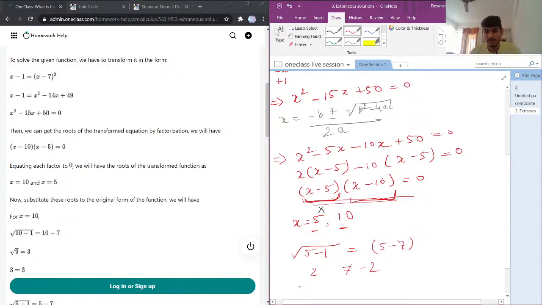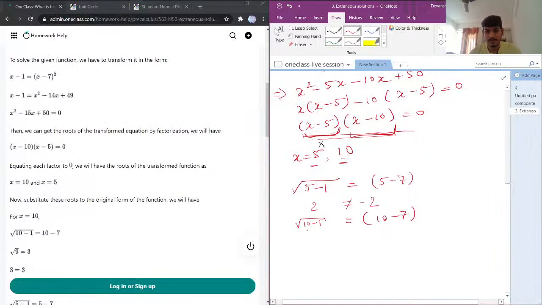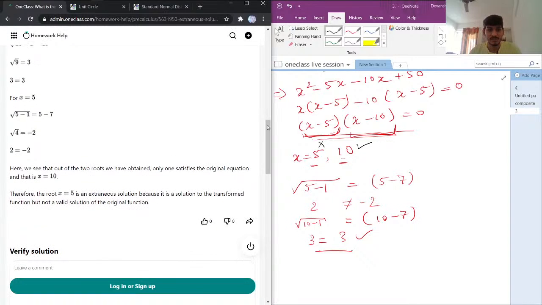Now let us put x equals 10. So under root of 10 minus 1 equals 10 minus 7. We'll get 10 minus 1 is 9 and the square root of 9 is 3, and 10 minus 7 is 3. So this satisfies the equation. So in this case we say x equal to 5 is the extraneous solution of the equation and x equals 10 is basically the normal solution of the equation.